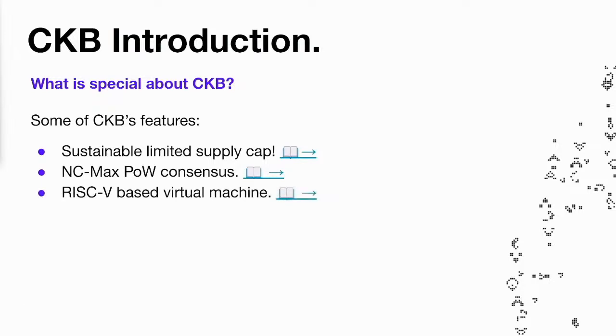Next is the RISC-V based virtual machine. So on CKB, the virtual machine that executes smart contracts is actually based on RISC-V, which is a computer architecture. If you're not familiar with RISC-V, it's similar to ARM, which is the processor in your smartphones, or x86, which is used in most PCs. So RISC-V is another one of those.